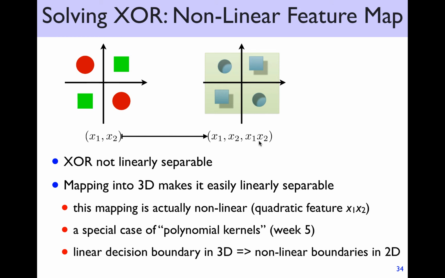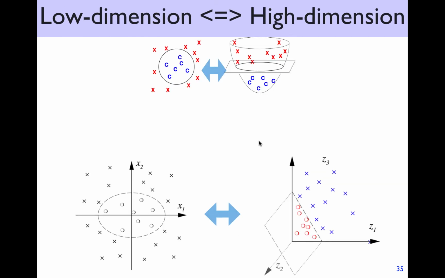But notice that this is already nonlinear. x1, x2 is a quadratic term. It's a quadratic feature, so it's no longer linear. So this, as I said, is a special case of the more general notion of polynomial kernels. So if you combine 3 features together, that's basically using a cubic term. If you combine 4 features together, that's called a 4th order term or whatever. Okay, so let's look at more examples.